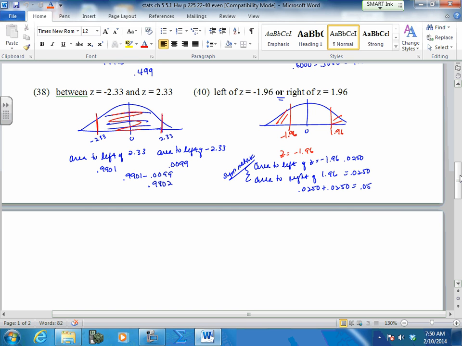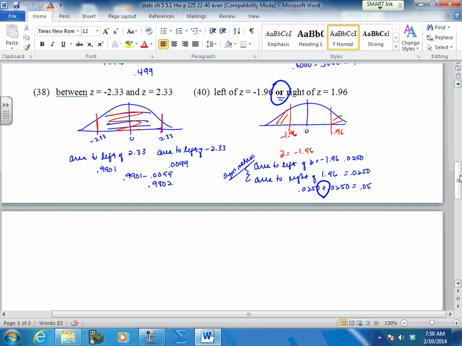When they give you an "or", we learned in probabilities that if the events are mutually exclusive and can't happen at the same time, we add on an "or". So therefore, to the left and to the right, they can't happen at the same time. We find their areas and we add them. That's your probability rule for an add. Good?